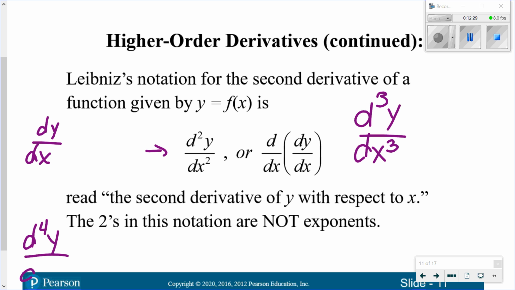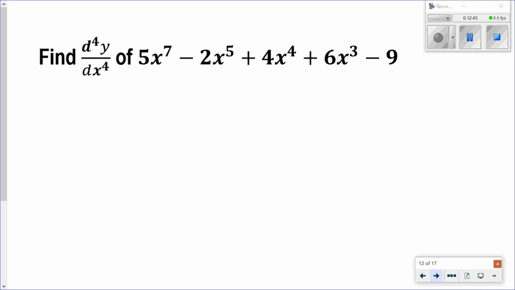d4y over dx4, that's a fourth derivative. Whatever the number is here and here, that has to match, and whatever that number is, that's the derivative they want you to take. So if it was a 6, they would want a sixth derivative. All right, so this says take a fourth derivative of this function.